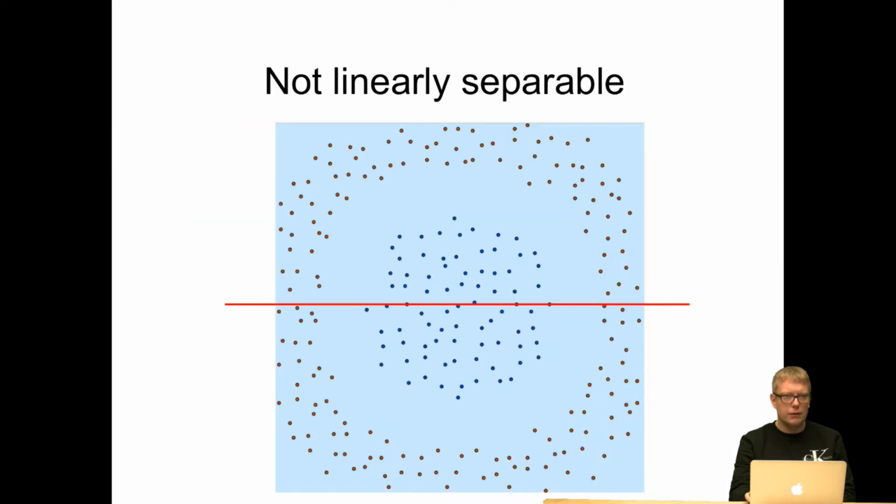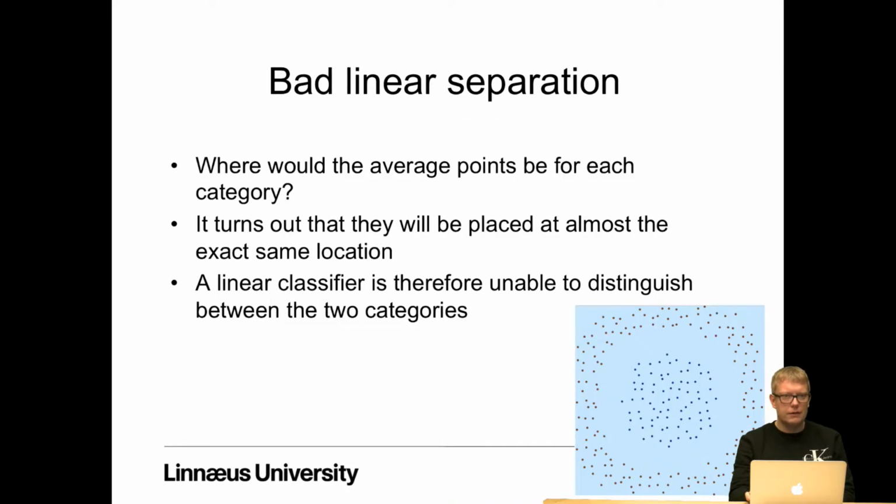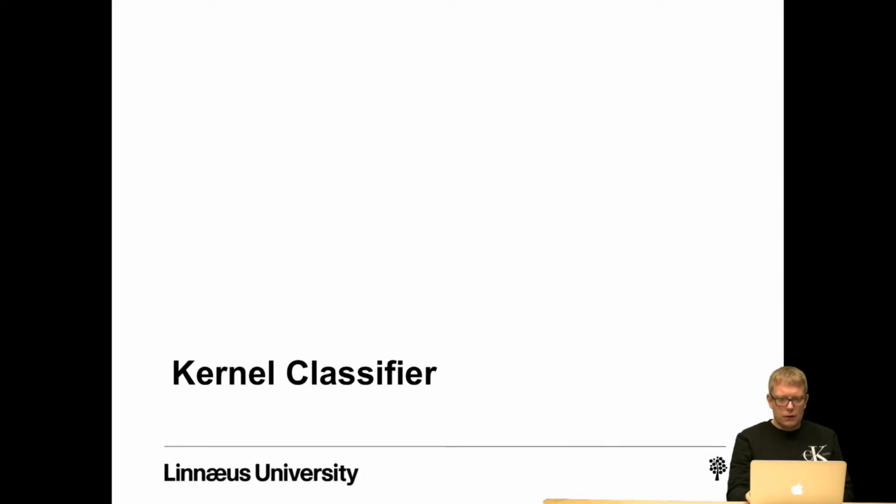And we can even have worse examples. If we have a dataset that looks like this, it's really difficult. We have nowhere to place the straight line to divide the categories. So if we have a dataset that looks like this, where would we place the average points? And it turns out that they will be placed at almost the exact same location. So the linear classifier is therefore unable to distinguish between the two categories, and we will get a result around 50% in accuracy. To solve this, we need to move on to a more advanced kernel classifier.